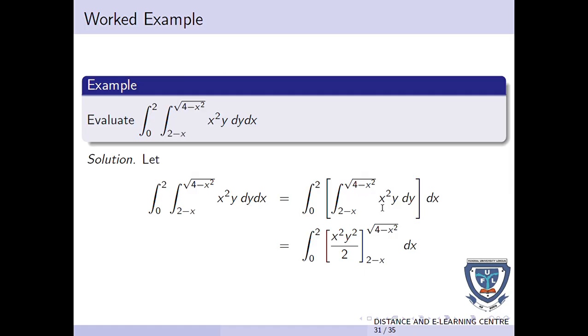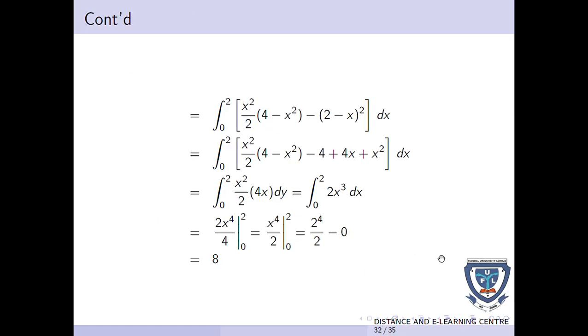Now, this integration from 0 to 2 will give us the expression y squared over 2 dx. When we continue with the simplification, we are going to have 2x raised to the power 4 over 4 for the interval 0 to 2, and this will give us 8.